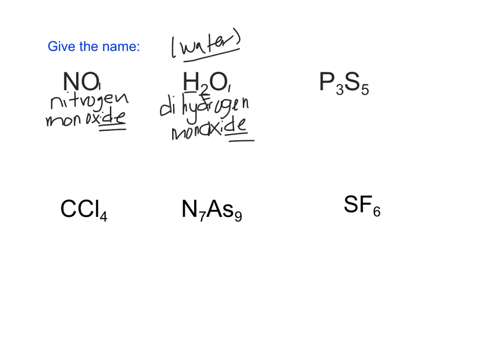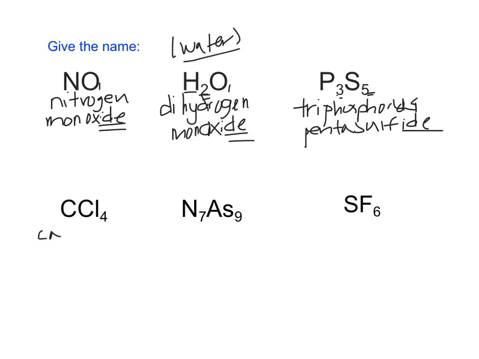Let's see if we can name P3S5. The prefix for 3 is tri, P is phosphorus, that should be a U S. What's the prefix for 5? Penta, S is sulfur, that we're going to change to sulfide. CCl4 is carbon tetrachloride.